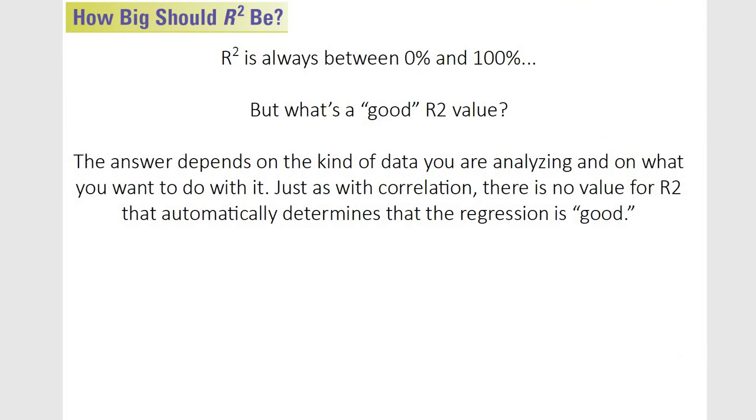All right, what should R squared be? Well, it's a percentage, so I guess between 0 and 100. But what's a good R squared value? It depends on your data. There are some data sets where they want 99.9% to be R squared. Then there's some data where they'll settle for 60. So there's no value that automatically determines that regression is good. Ideally we'd like it to be 100%, but that's unrealistic. That would be all of our data lining up perfectly on our model. That's never going to happen.